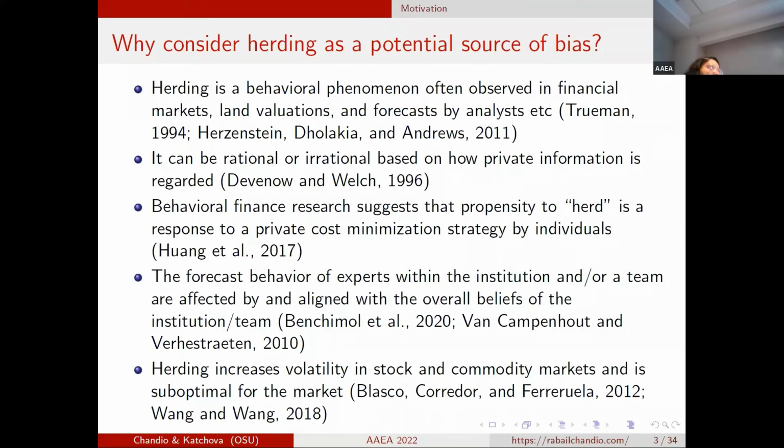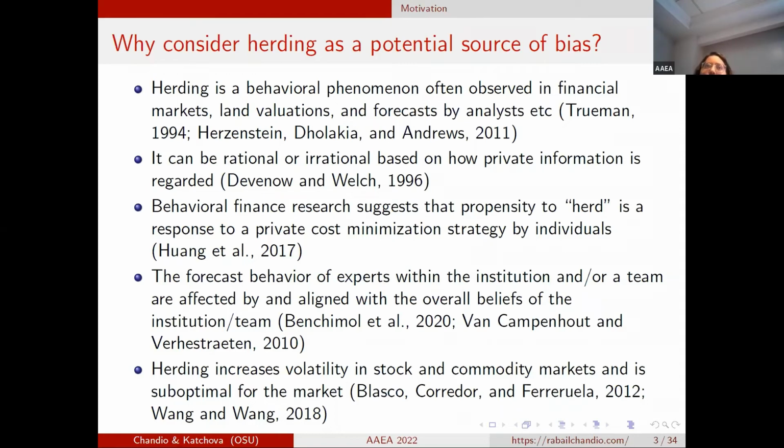So why would we consider herding as a potential source of bias? That's because herding generally is a phenomenon that is observed very often in financial markets. So it's not that much of a leap to consider that when some analysts are making forecasts about financial values, there could be some grouping behavior, some herding going on here as well. The herding can be rational or irrational. It depends on how the private information is regarded.